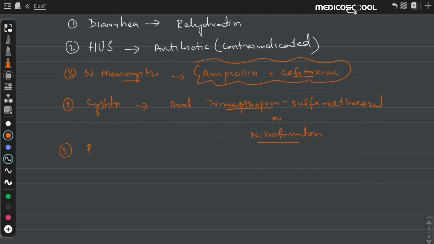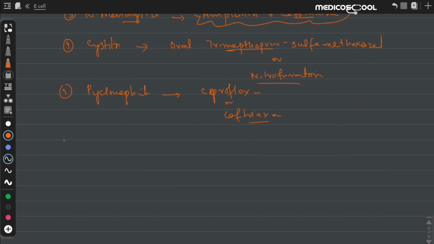And for pyelonephritis, we mostly use ciprofloxacin or ceftriaxone. For pyelonephritis caused by Escherichia coli we use ciprofloxacin or ceftriaxone, a third generation cephalosporin. And for the treatment of sepsis, we give antibiotics like a third generation cephalosporin, like ceftriaxone, or aminoglycosides.